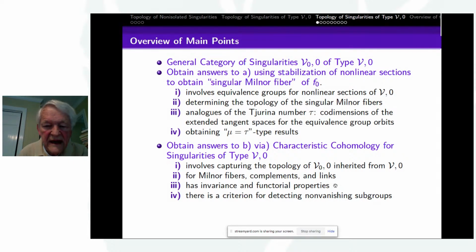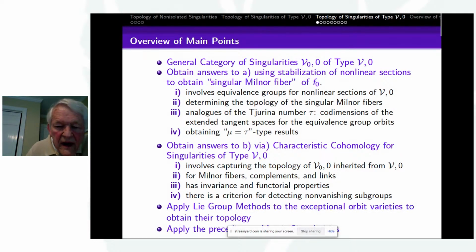And then lastly, if you produce classes which are inherited from V, there's a possibility they could still be vanishing. So we need to detect the non-vanishing of these groups. The way we get at this is where especially Lie group methods come in. And this is where the Lie group methods for something called the exceptional orbit varieties come into play. And then we can apply these to Lie groups.